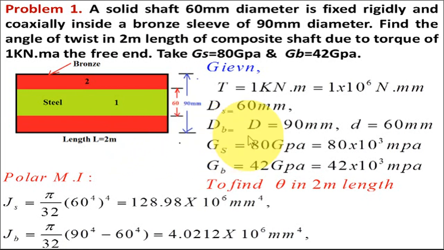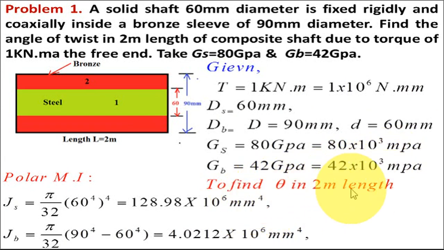Initially, you write down all the given things. What is given in the problem? The diameter of the steel is 60 mm. The diameter of the bronze is 90 mm, that is the external diameter, and the middle diameter of the bronze sleeve will be 60 mm, because the middle is at the junction of these two colors. The modulus of rigidity for steel is 80 GPa, that is 80 into 10 to power 3 MPa, and for bronze it is 42 GPa, that is 42 into 10 to power 3 MPa.